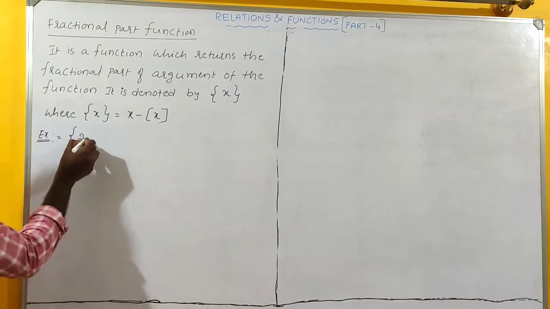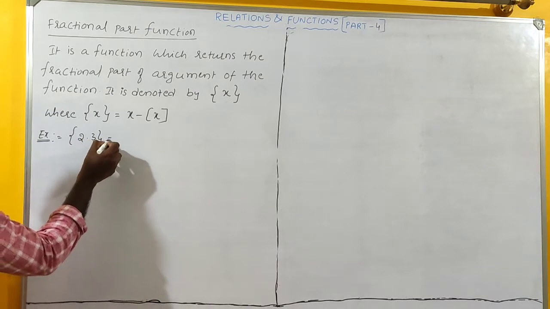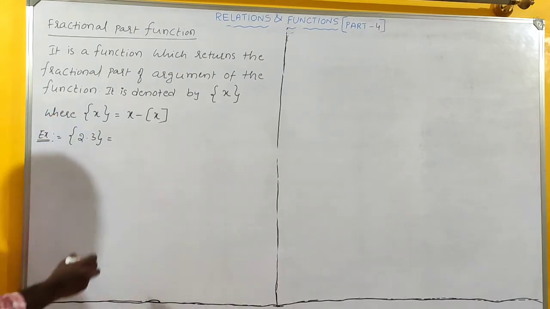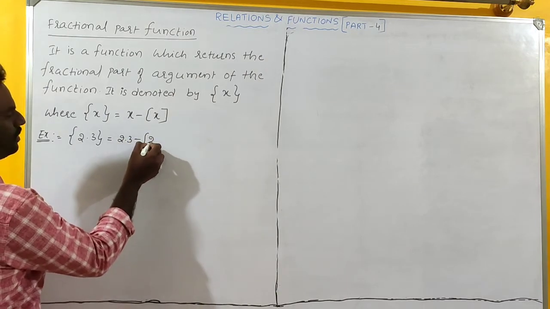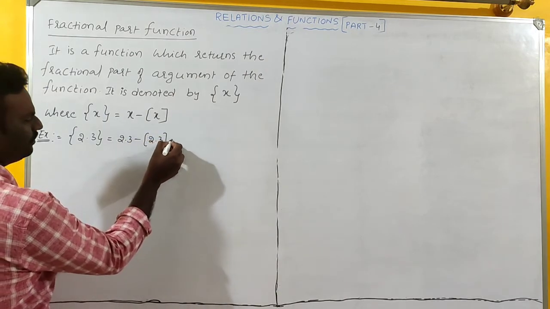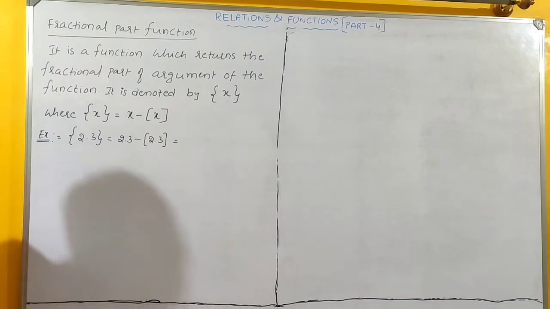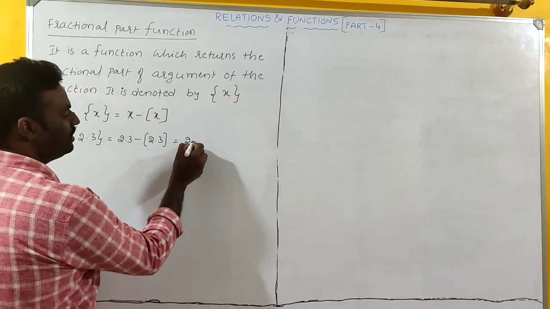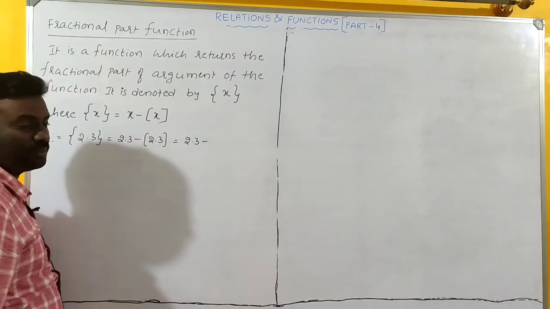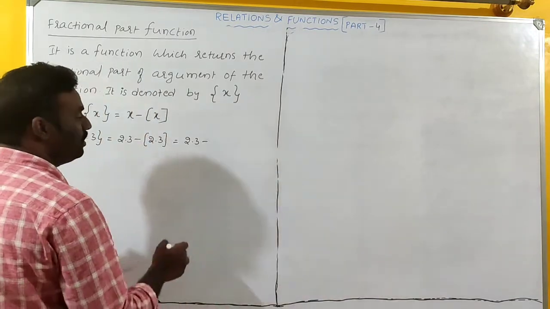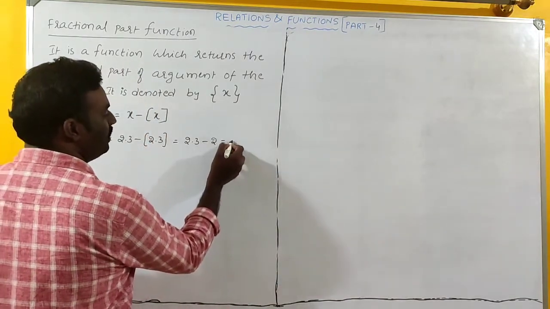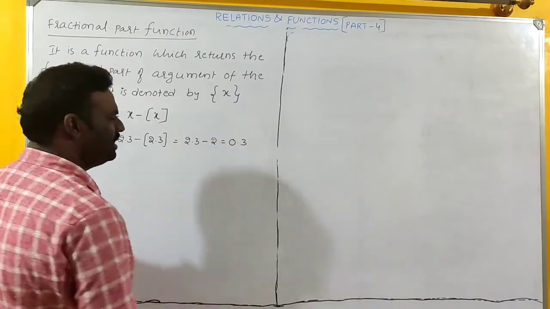Fractional part of 2.3. How to write? It is 2.3 minus step of 2.3. The step function always gives the preceding integer. Step of 2.3 is nothing but 2. Now the answer is 0.3.